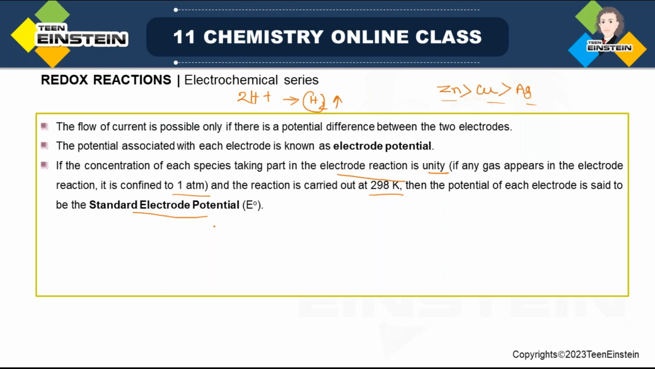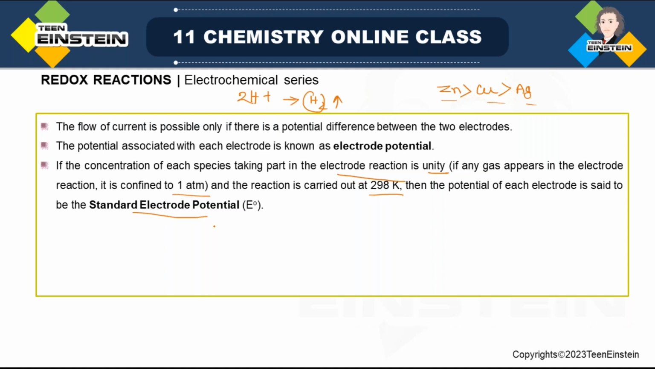Because if you are measuring the electrode potential for the Zn2+/Zn couple in one condition, and you are measuring Cu2+/Cu in another experimental condition, obviously you cannot compare. So for all the redox couples, the conditions must be the same. If you maintain this, the corresponding electrode potential will be called the standard electrode potential.